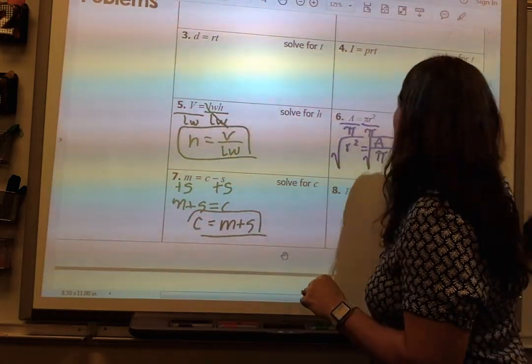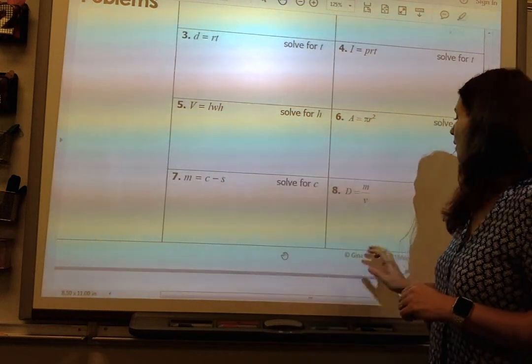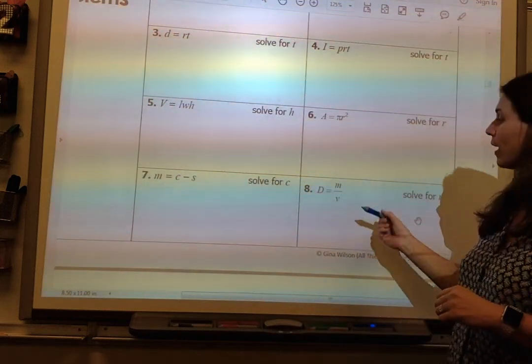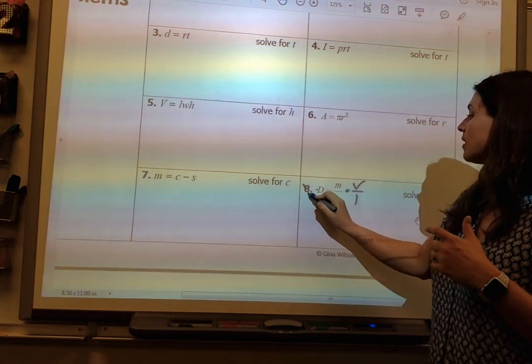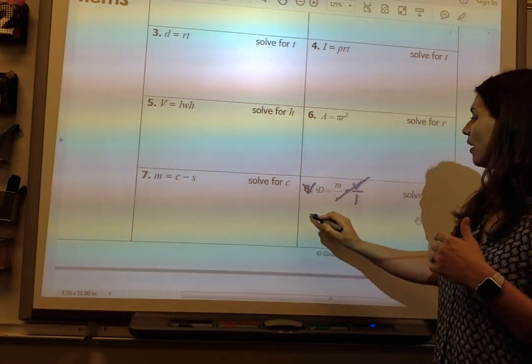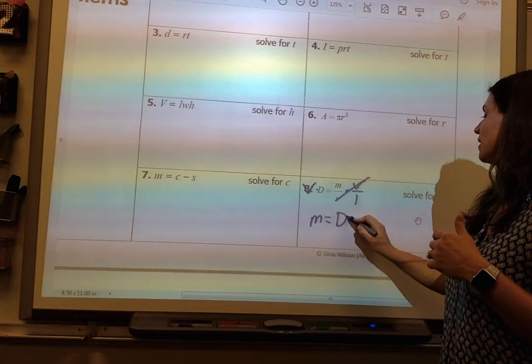Let's look at number 8. If I solve for M, I'm going to use multiplicative inverse. So I get V over 1 times V. My V's cancel out, and I'm left with M equals D times V.